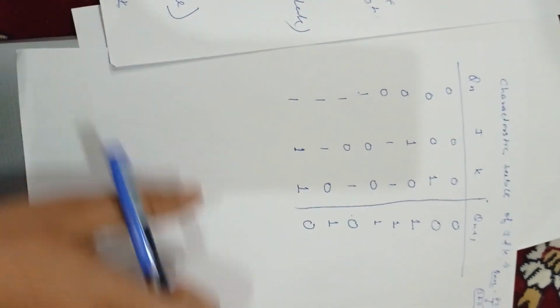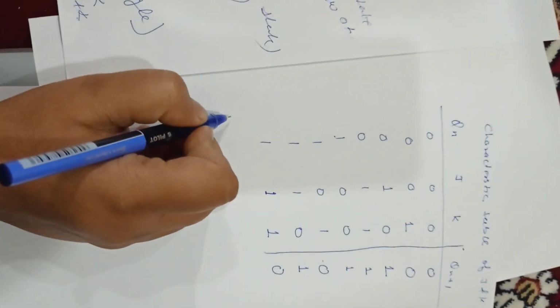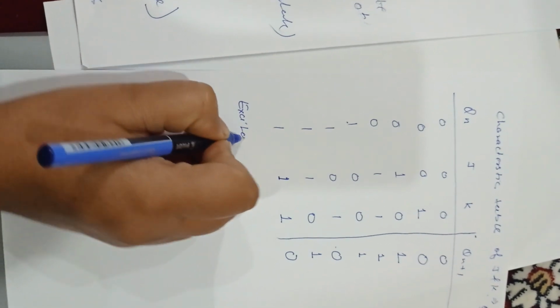Next, by using this characteristic table, we are obtaining the excitation table of J and K.